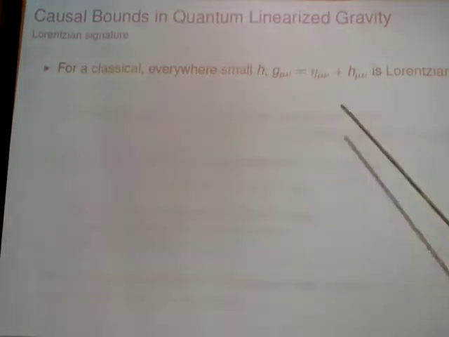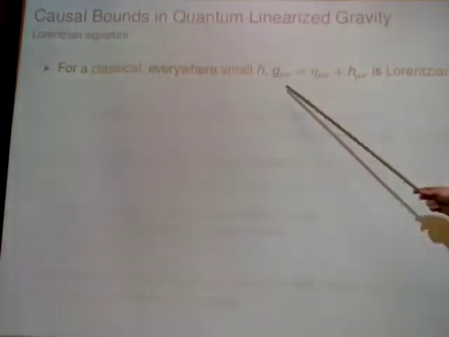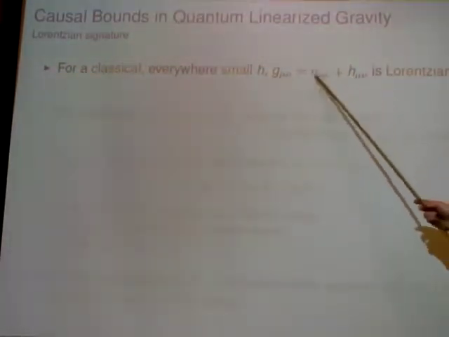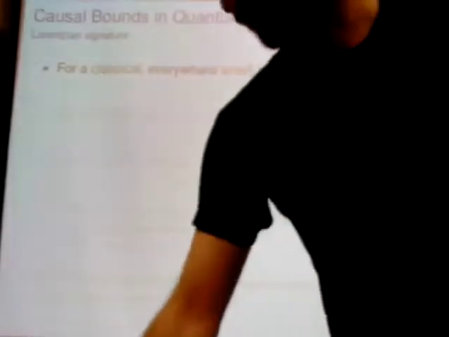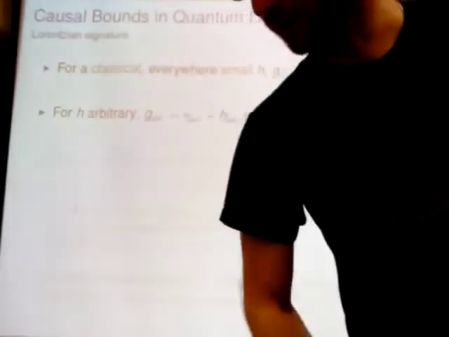So I defined the quantum framework that I'll be working in, and it's a natural question to ask whether the causal inequalities that appeared in the classical theory will survive in the quantum theory. Recall that in the classical theory, when we're dealing with these perturbations, we're allowed to restrict our attention to these graviton fields that are sufficiently small in amplitude, so that the combination is always Lorentzian. And so then we can use the theorems that had to do with Lorentzian geometry that demonstrated the inequalities.